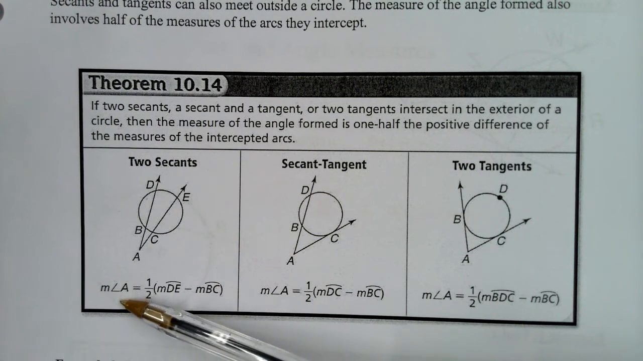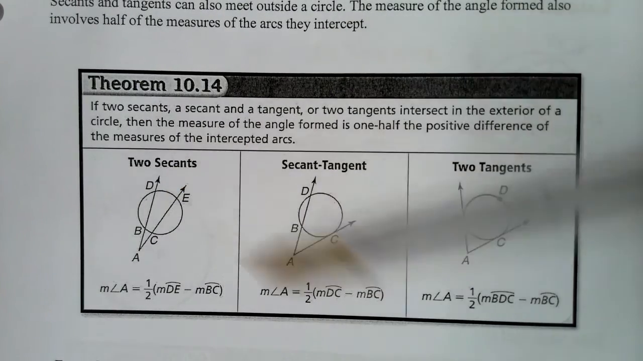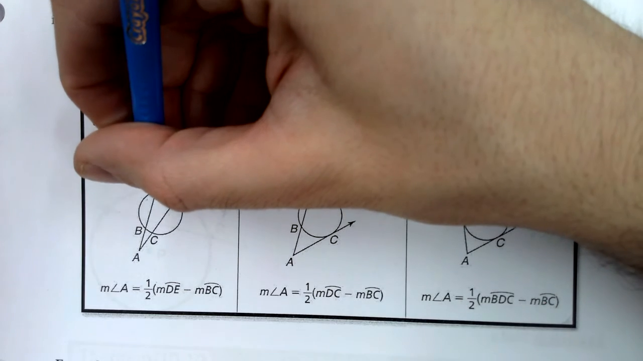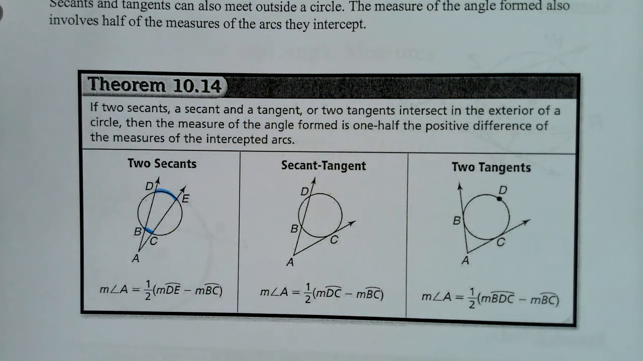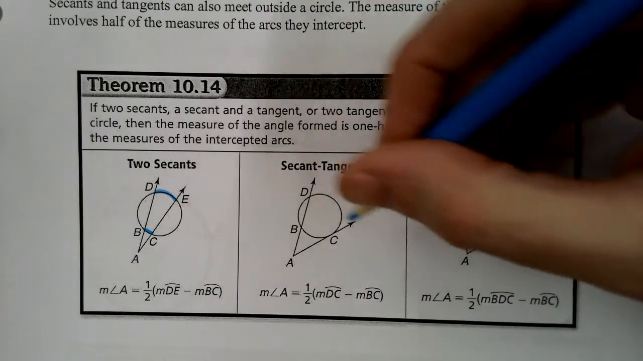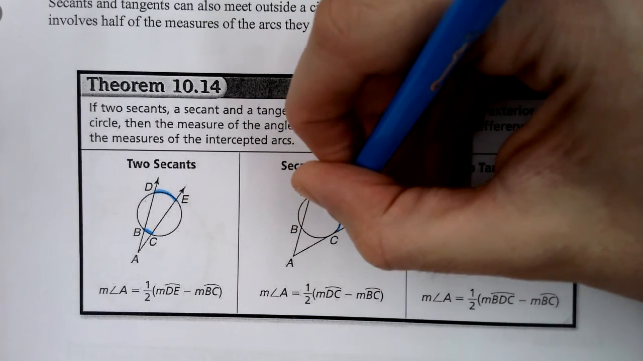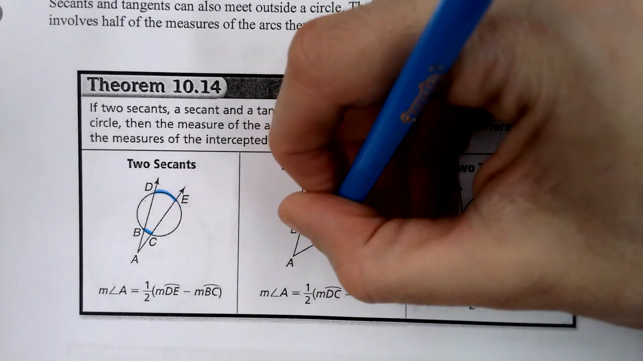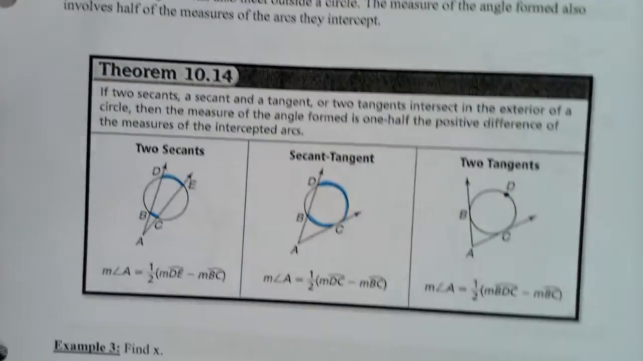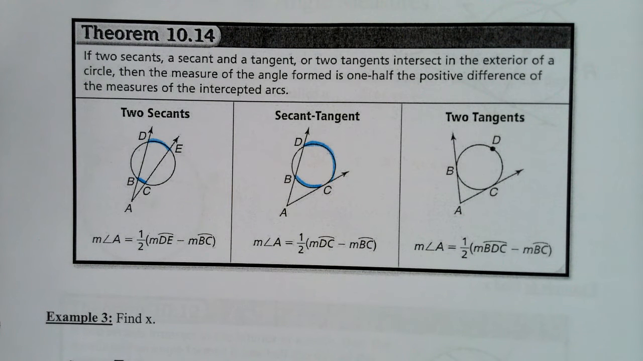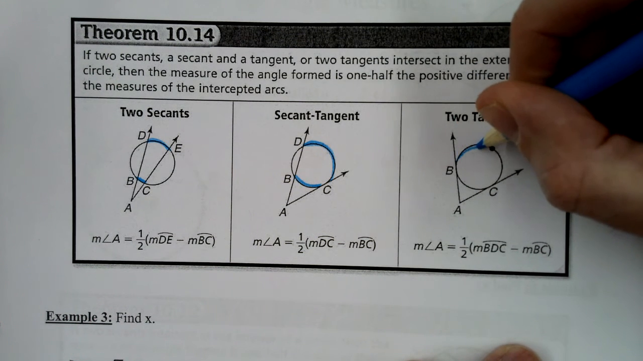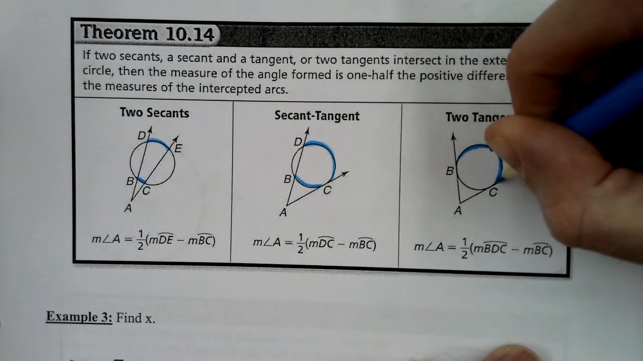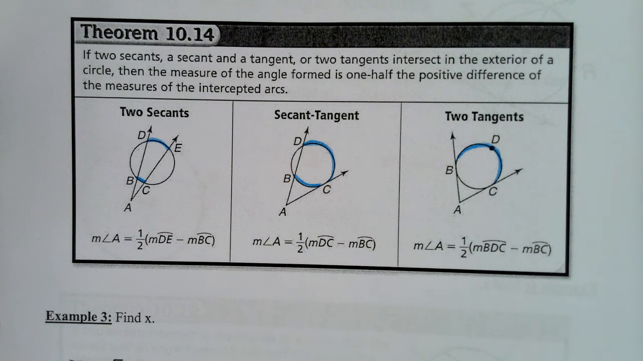Okay, so the measure of angle A in this diagram equals 1/2 arc DE minus arc BC. Let me get some color to help you see that better. In this one, the measure of angle A equals 1/2 the measure of arc DC minus the measure of arc BC. So again, it's always going to be the bigger arc minus the smaller arc. Keep that in mind. And in this last diagram, the measure of angle A would equal, this one's not as easy to color in, but I'll do this one. BDC is this one in blue, minus arc BC. Since that's so close, let me do that in a different color to help you see the difference.